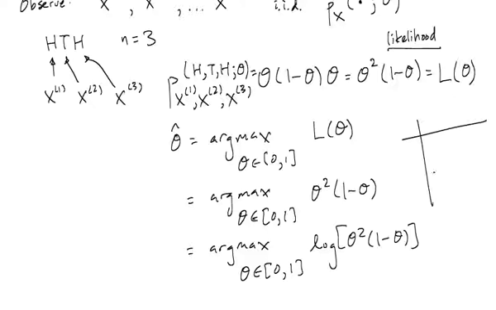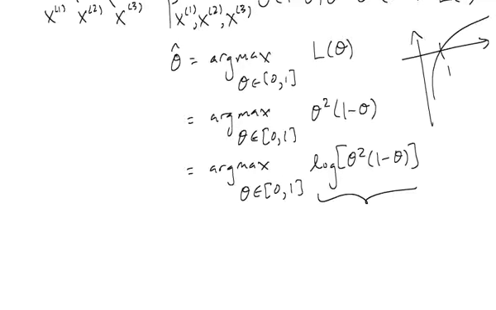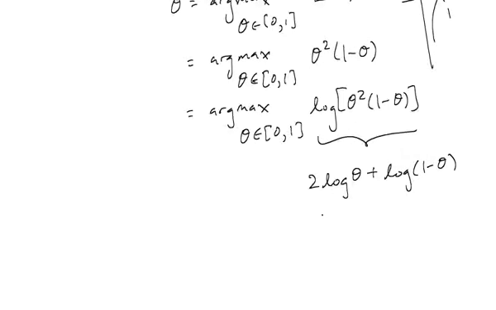Log looks like this. This thing is going to be 2 log theta plus log of (1 minus theta). Again, these are natural logs. To maximize this, I can now take the derivative with respect to theta and set it equal to 0. If I take the derivative, I get 2 over theta plus 1 over (1 minus theta), and then times minus 1. Remember the chain rule? We have this minus theta, so that's minus 1 here. I'm just going to write this as minus, like that.